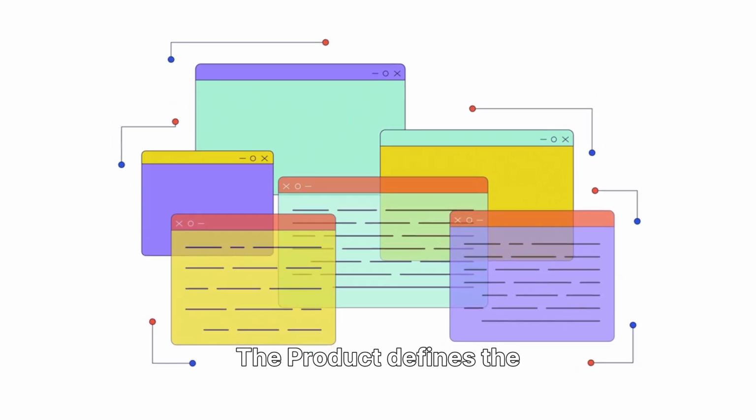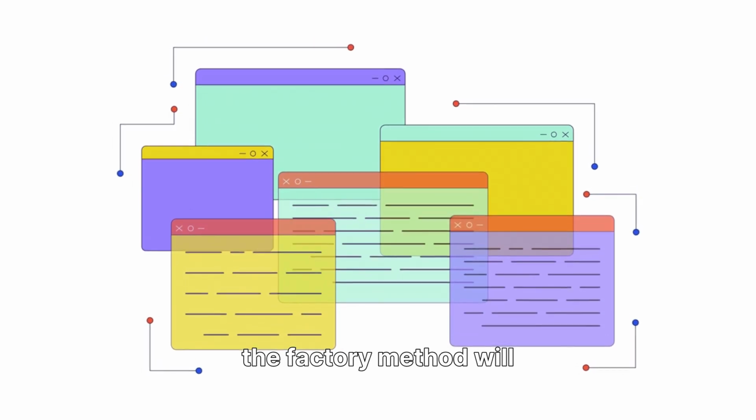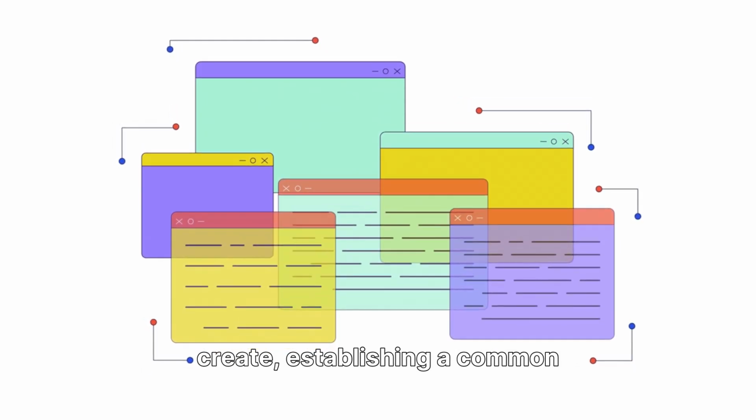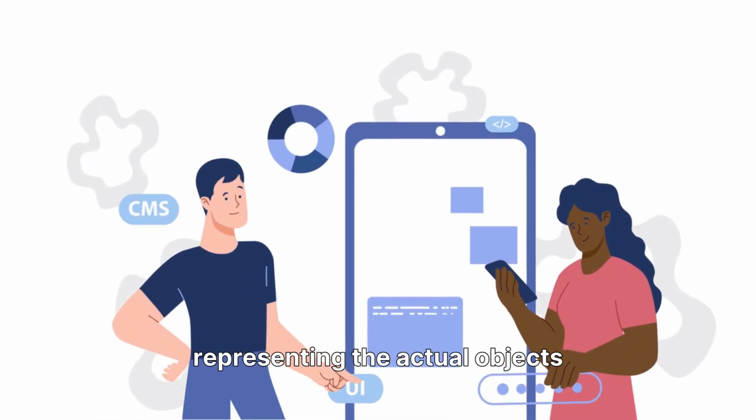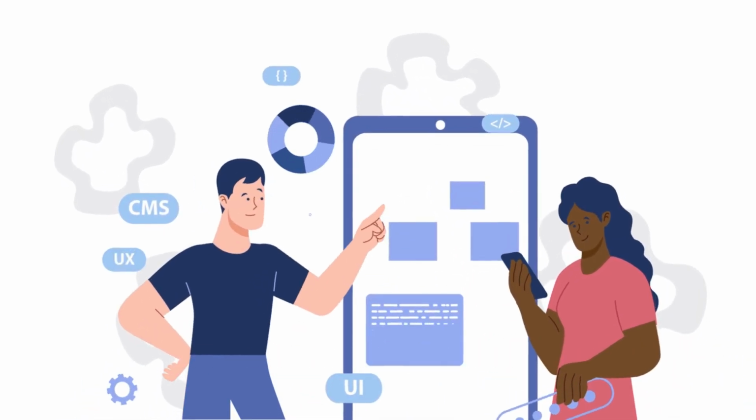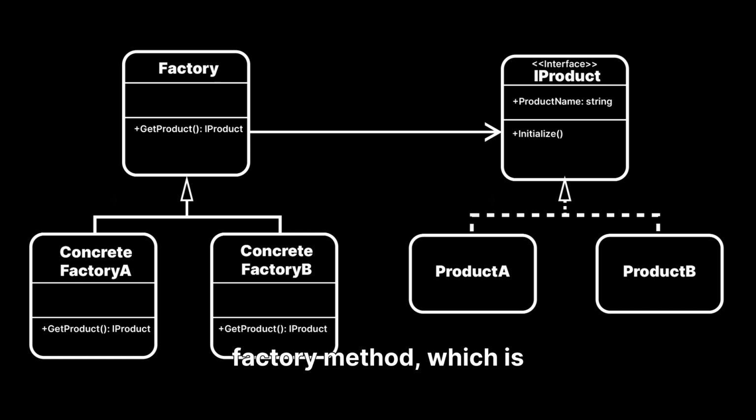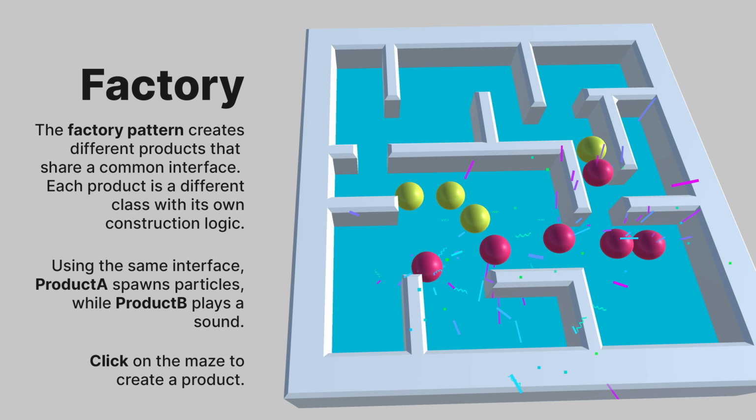The product defines the interface for objects that the factory method will create, establishing a common contract. A concrete product then implements this product interface, representing the actual objects that are being created. The creator declares the factory method, which is responsible for returning an object of the product type. Finally, the concrete creator overrides this factory method to return a specific instance of a concrete product.